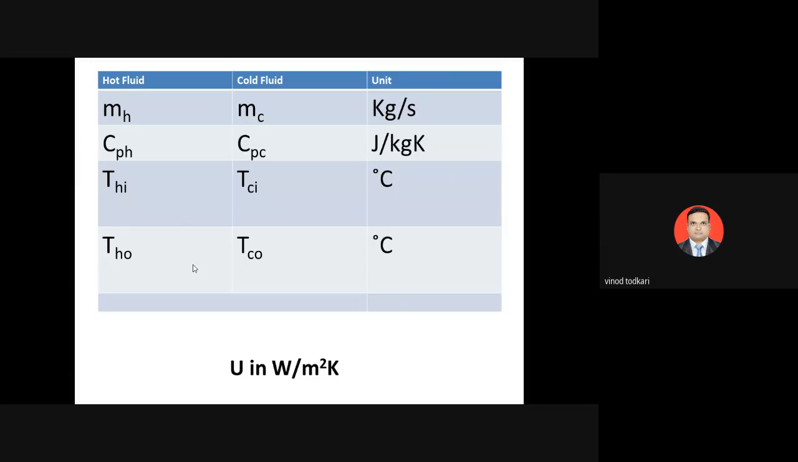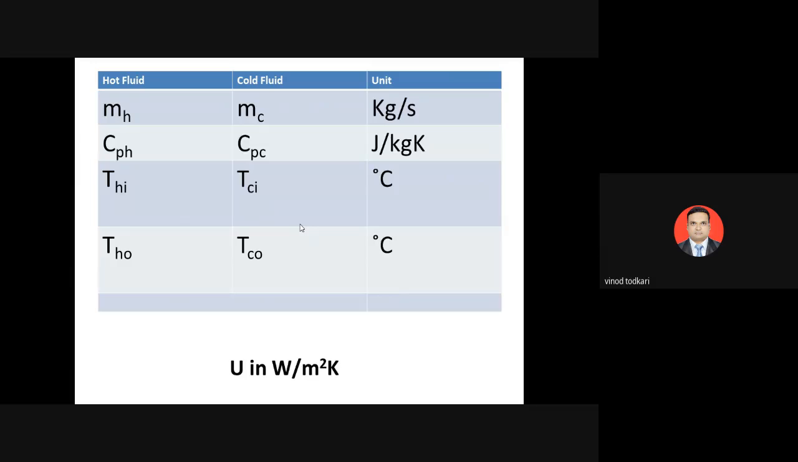There may be a case that out of 4 temperatures, only 3 temperatures are known to you. Let's say THI, TCI are known and THO is also known. So here in TCO, you can put down a question mark that TCO is not known to us. Then is the first step clear to you? I believe that the first step is clear to you.